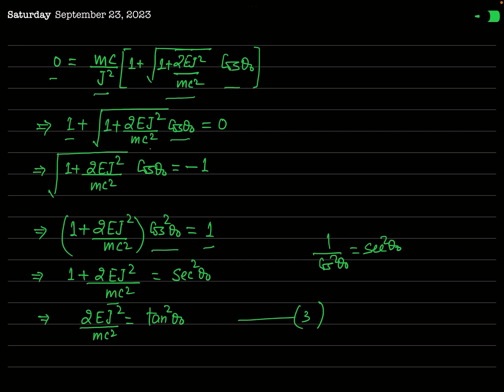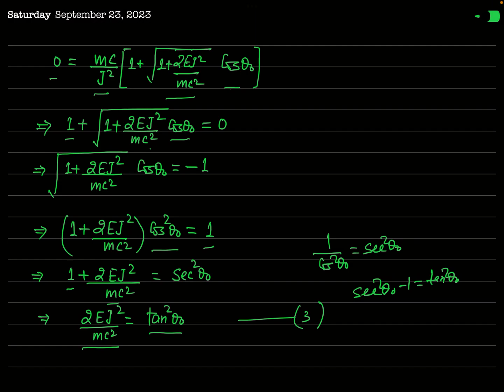And now again bring this 1 to the RHS, and there will be sec square theta naught minus 1, and you know this is equal to tan square theta naught. So I have written here that 2ej square by mc square is equal to tan square theta naught.